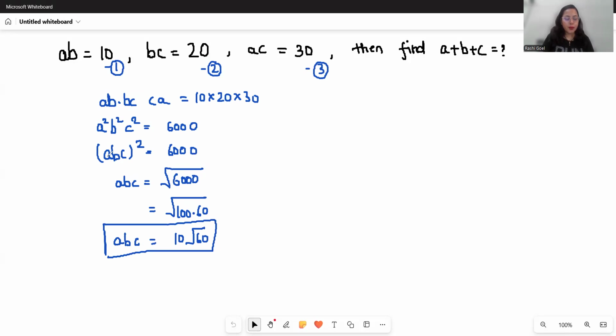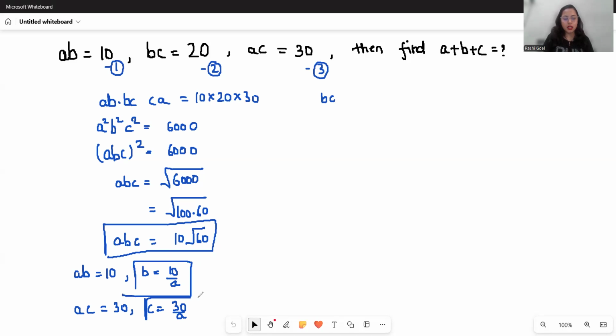Now we have given AB is equal to 10 from equation number 1. So from there I can write B is equal to 10 by A, and AC is equal to 30, so C is equal to 30 by A. Now we can put the value of B, 10 by A, and C, 30 by A, in the second equation, BC is equal to 20. So 10 by A times 30 by A is equal to 20.